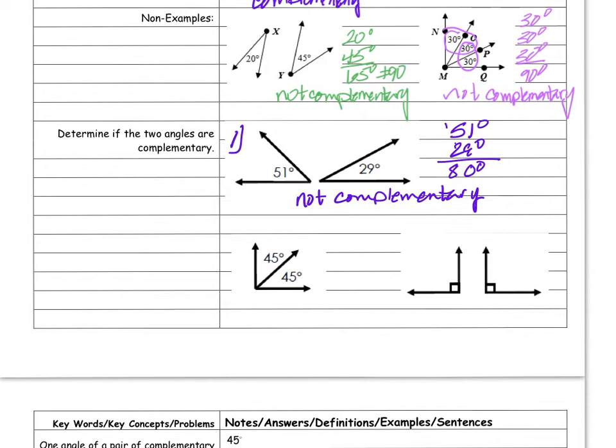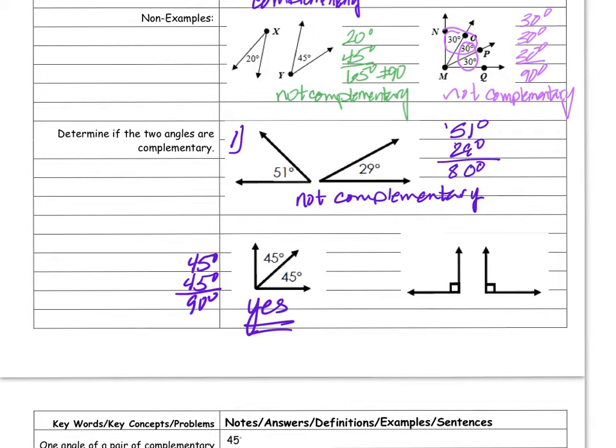Okay, so the next one, we already know because we've done this one before. This one's 45 degrees plus 45 degrees, which is 90 degrees. So yes, it is complementary.